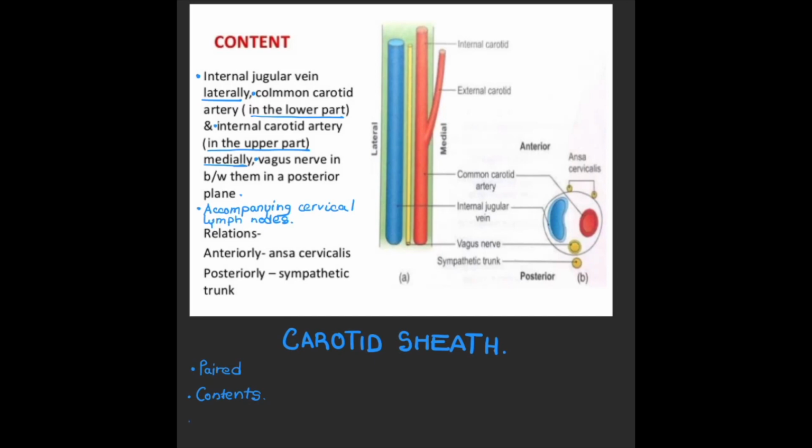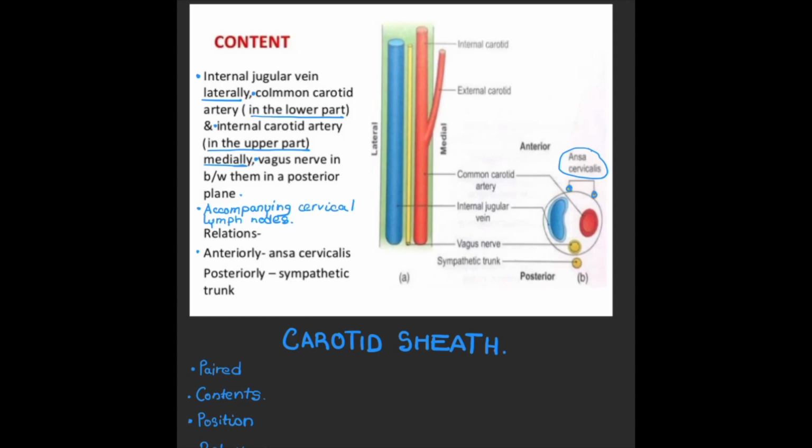One important thing that you need to know is the position of each content. Maybe not the cervical lymph nodes, but the other three, really important. So as you can see in the picture, laterally located is the internal jugular vein. Medially located is the common carotid artery or internal carotid artery. And in between them and posteriorly is the vagus nerve. This is the content and the position. If you know this, you'll be golden.